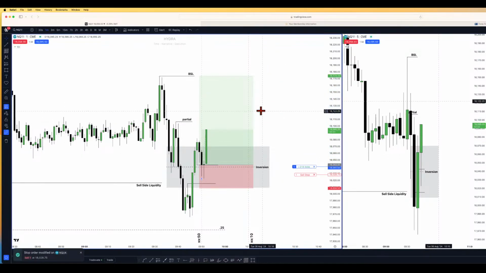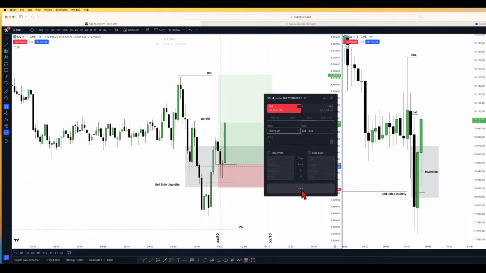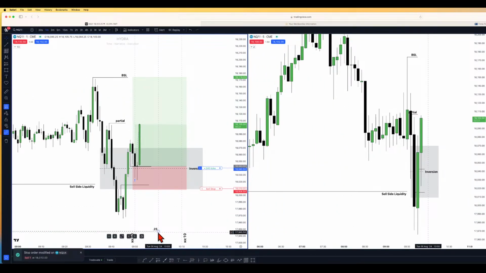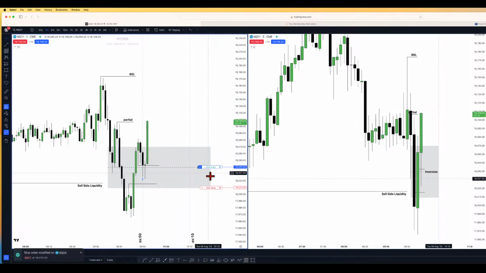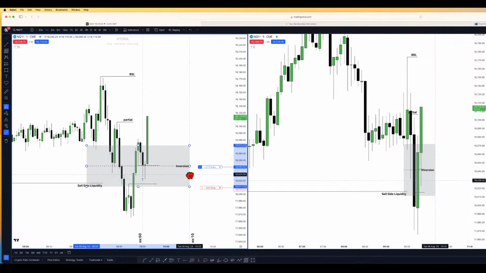We are targeting 100 points, guys. Let's see. 100 points. Trail your stop to break even. Secure partials, alright, this move has given already so much.